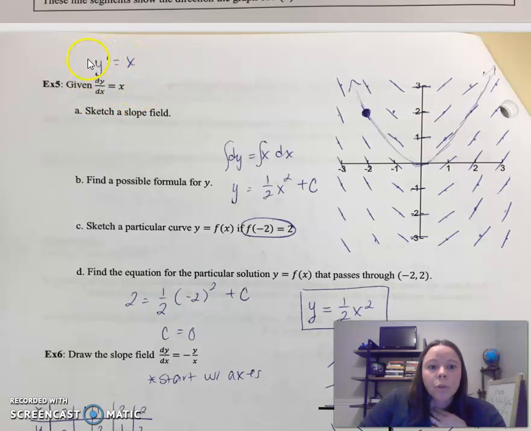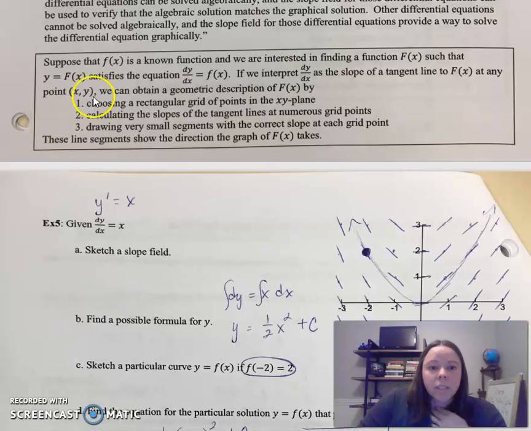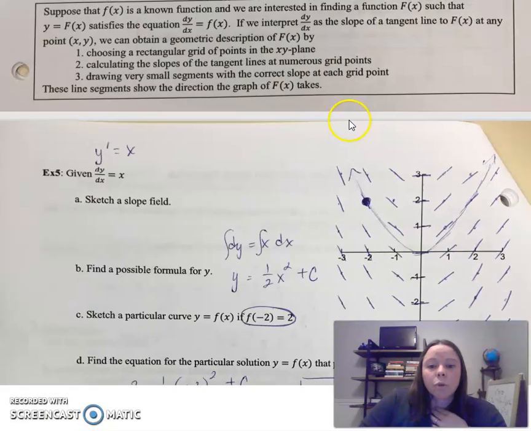So notice we're starting with a differential equation. I also wrote it as y prime equals x. So what you're doing, you're following these three steps. We have our rectangular grid on the xy plane. Now we're going to calculate the slopes of the tangent lines at numerous grid points.